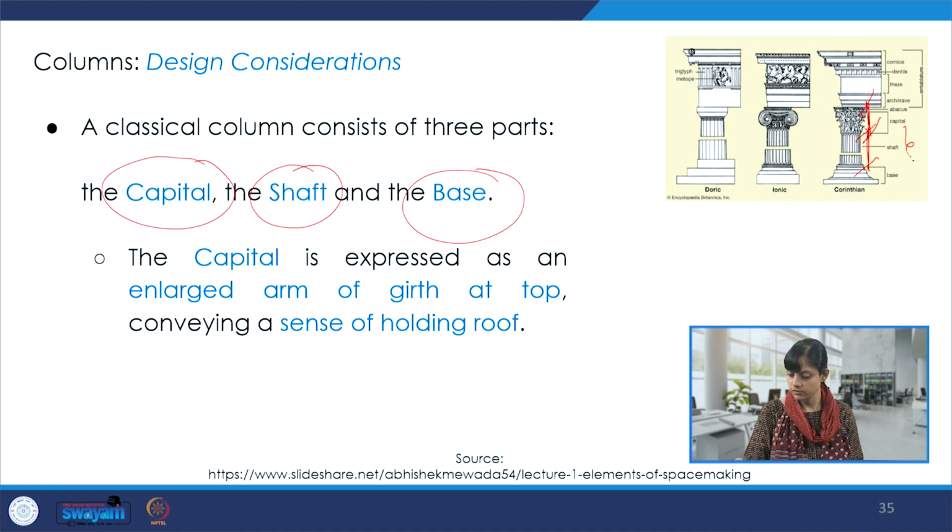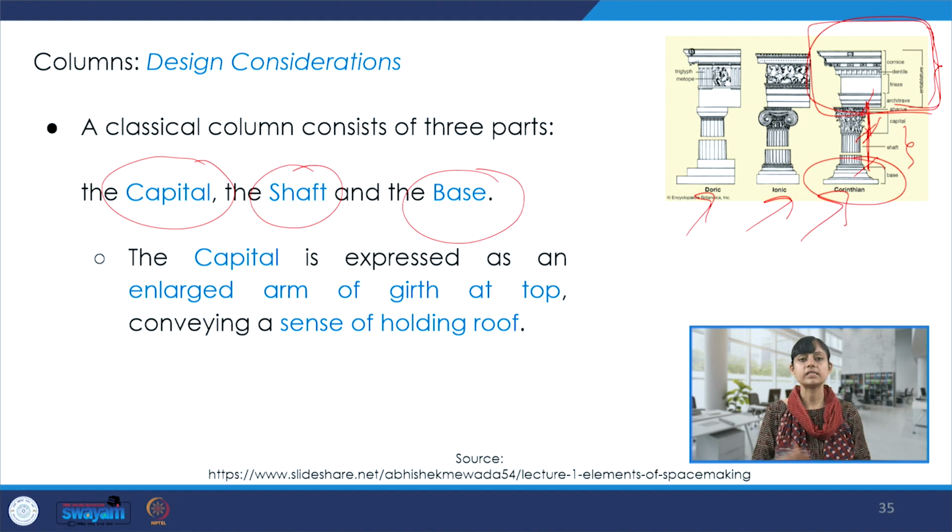This is the shaft over here, and this is the base. And this is the case of Corinthian, this is Ionic order, and this is the Doric order. And this entire part is the entablature. So essentially a capital, shaft and base.